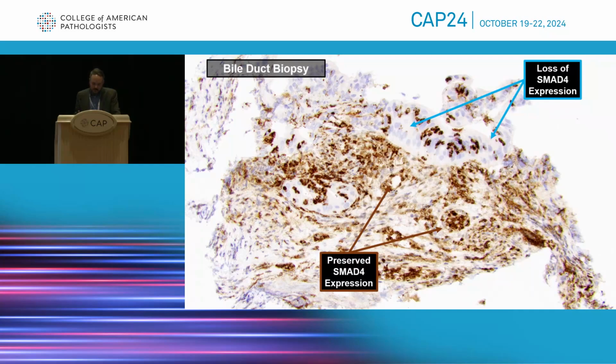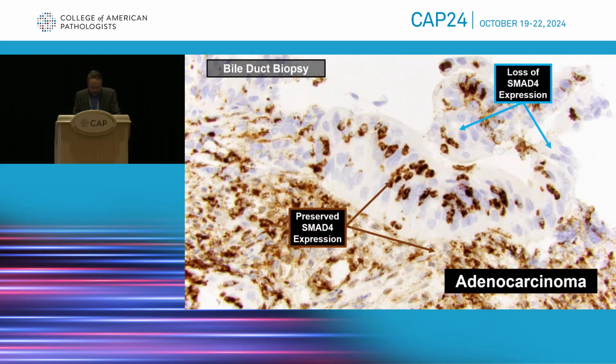In this case, there was the application of SMAD4 immunohistochemistry, and you see that there's preserved SMAD4 expression, a nuclear stain, in the normal, non-neoplastic cells. But in the atypical lining that we see up at the top, the neutrophils are staining, but the nuclei from the atypical cells are not staining. They've lost SMAD4 expression, which is a specific indicator that this is malignant. You can see it here at a little bit higher magnification.